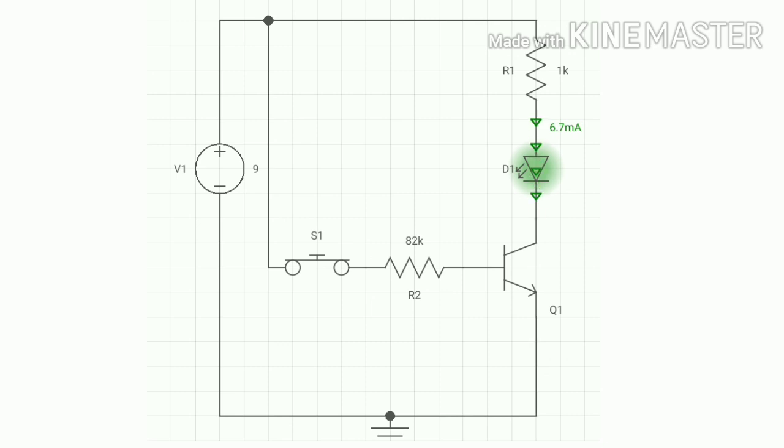Okay, so always remember, when you get the base to emitter voltage, the LED will glow. Okay, so this is the basic circuit of the NPN transistor.